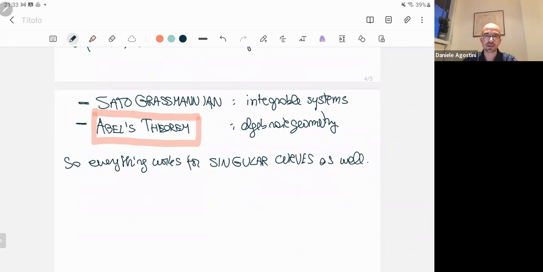Because for a wide class of singular curves, we still have Abel's theorem at our disposal. And in the rest of the talk, I would like to consider two classes of curves that we studied. The first one is that of rational nodal curves, and the second one is that of more singular curves that I'm going to introduce later.